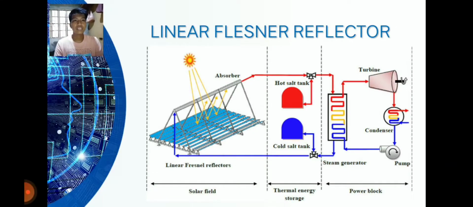So ito yung diagram ng linear Fresnel reflector. So for the solar field, meron siyang observer and the linear Fresnel reflector. Then the thermal energy storage, so yung observer, meron siyang hot salt tank. Then yung linear Fresnel reflector, dadaan siya sa cold salt tank. Then yung power block, pagkatapos ng hot salt tank, diretso sa steam generator, then papasok sa turbine.